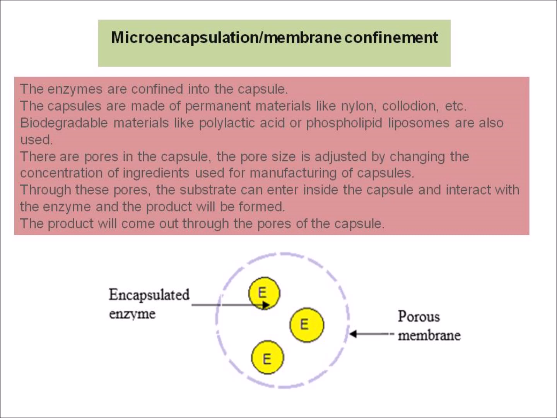There are pores in the capsule. The pore size is adjusted by changing the concentration of ingredients used for manufacturing of capsules. Through these pores, the substrate can enter inside the capsule and interact with the enzyme, and the product will be formed. The product will come out through the pores of the capsule. See here, enzymes are encapsulated, then porous membrane in the figure.